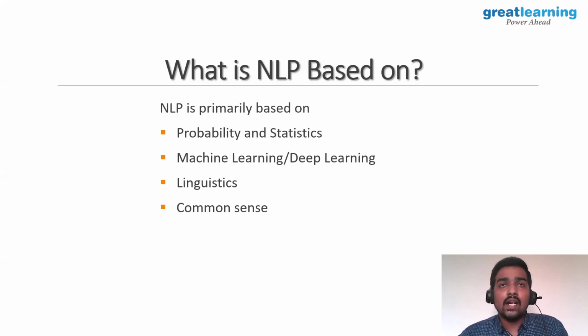Then there is machine learning and deep learning. Once you have this NLP model, whatever model you take, whether it's a classification model or a sentiment detection model, these all come into one or the other category of machine learning, supervised or unsupervised learning, right?